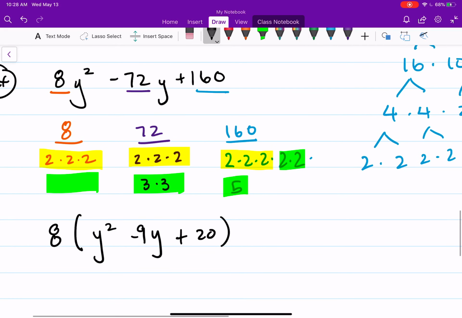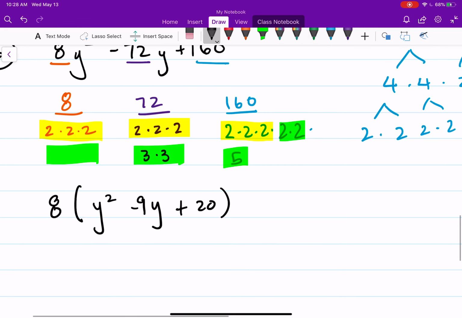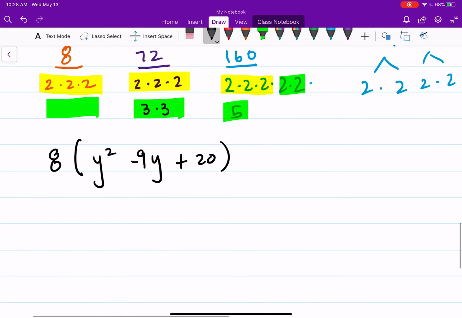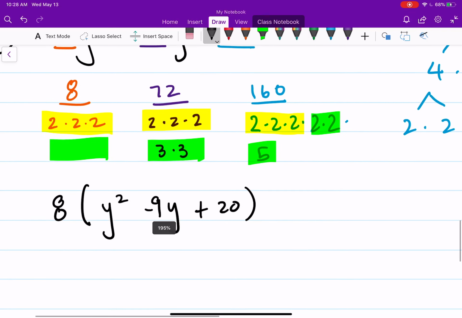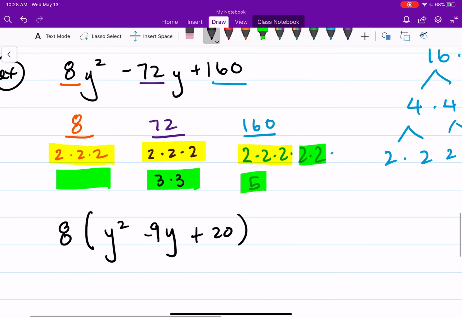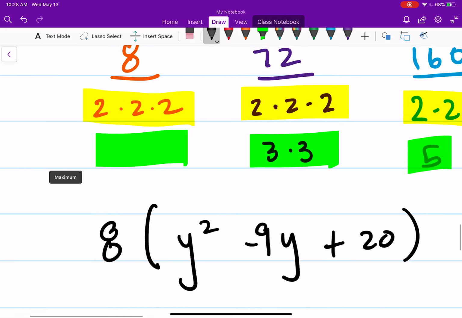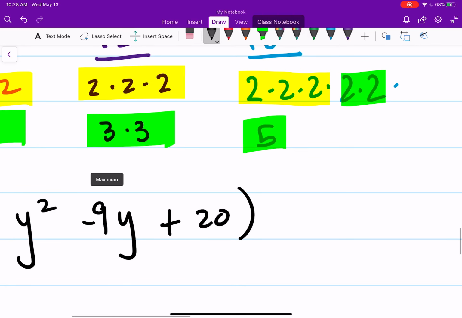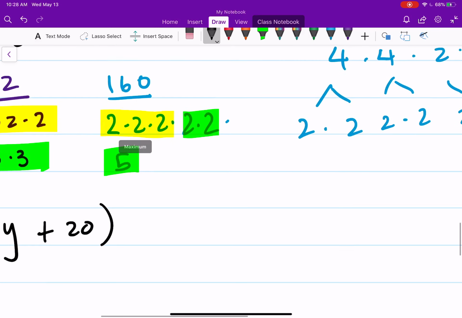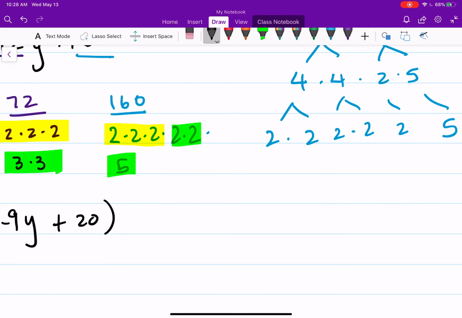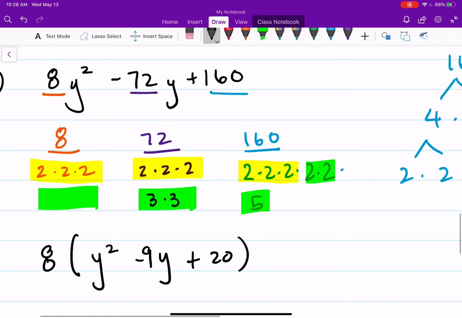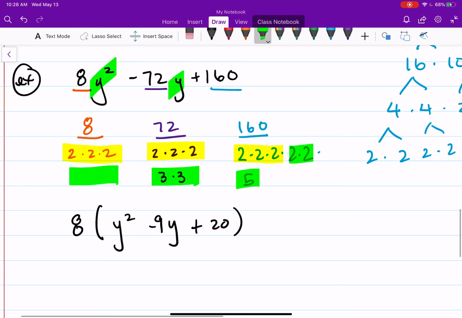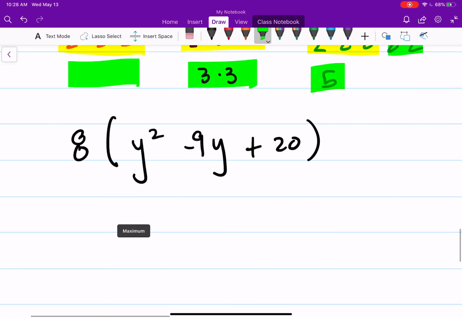So again, I broke these down to primes, and then see what's in common in all three. Once I know what's in common in all three, I put down my GCF, and then what's left. The nice part about breaking down primes is that number-wise, I know what's left. This 8 has nothing left. 72 had 3 times 3, which is 9 left, which is where you got this 9. And the 160 has 2 times 2 times 5, which is 20. So I have a 20 left. Don't forget the y, so I should probably do this as well. That way you know the highlighted green is what I have here.